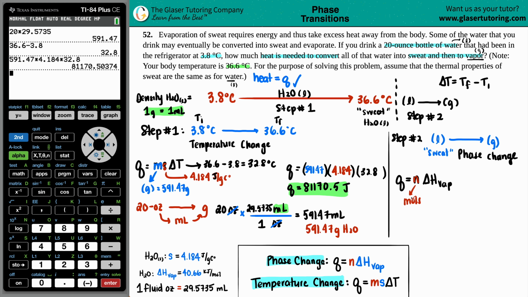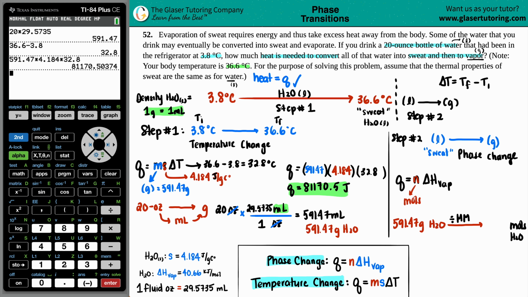So now we have to find the number of moles of the water. But that's okay because we found out that we had 591.47 grams of H2O, and I can just convert it to the moles of H2O. Now you can do dimensional analysis if you want to, but just remember that grams to moles of the same compound or the same molecule, all you have to do is just divide by the molar mass. So whatever H2O is on the periodic table.